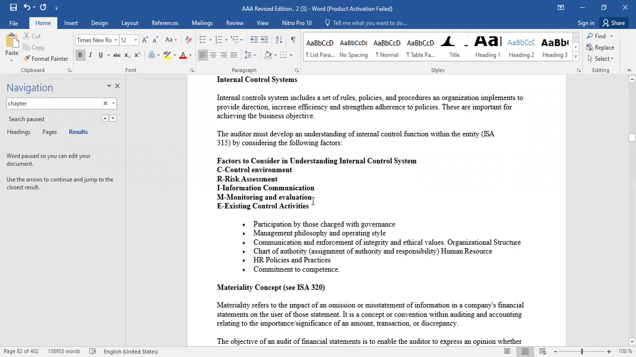Let me go to this particular area. So this one is components of internal control system. I hope you've written those ones. Let me just put them down here.